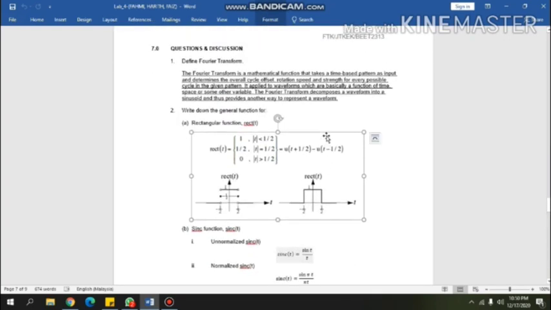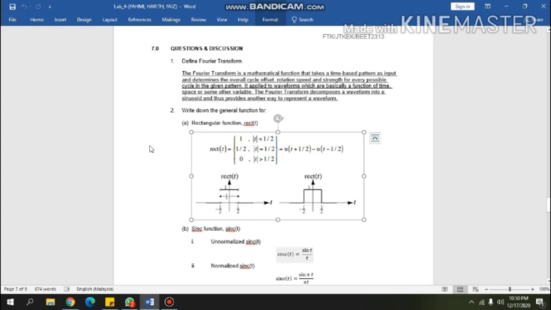So for number 1, we need to define Fourier transform. The Fourier transform is a mathematical function that takes a time-based pattern as input and determines the overall cycle offset, rotation speed, and strength for every possible cycle in the given pattern. It applies to waveforms which are basically a function of time, space or some other variable. The Fourier transform decomposes a waveform into sinusoids and thus provides another way to represent a waveform.